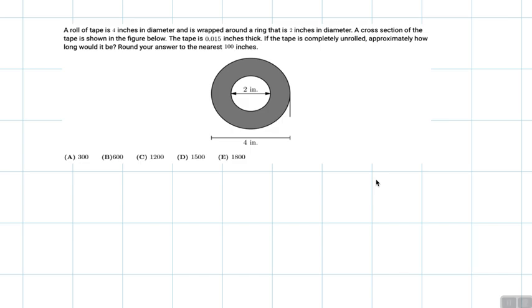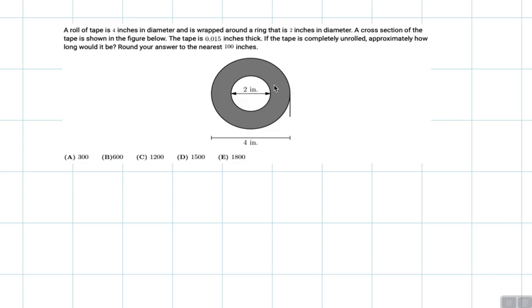A roll of tape is 4 inches in diameter and is wrapped around a ring that is 2 inches in diameter. A cross-section of the tape is shown in the figure below. The tape is 0.015 inches thick. If the tape is completely unrolled, approximately how long would it be? Round your answer to the nearest 100 inches.